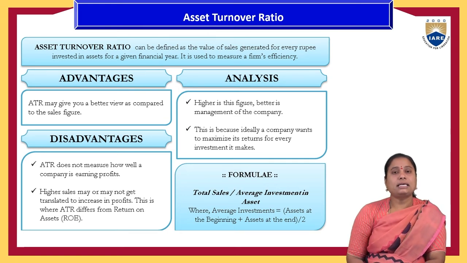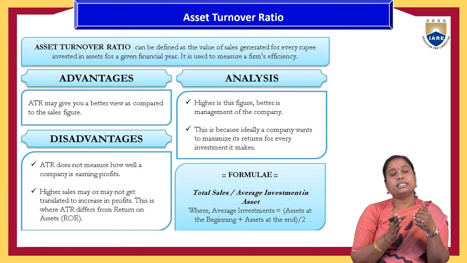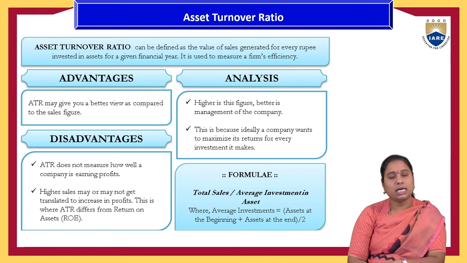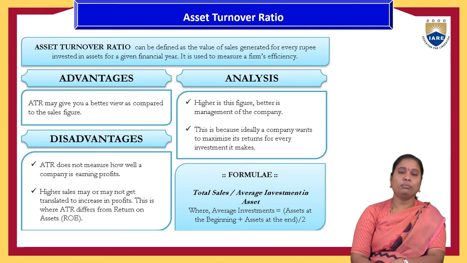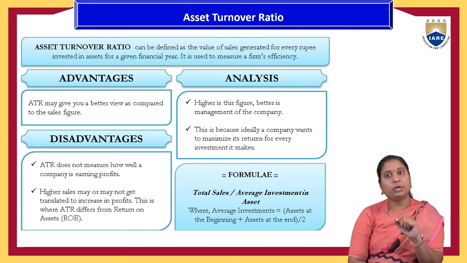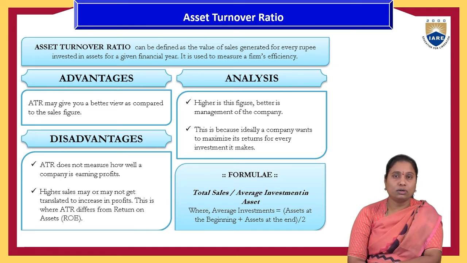The second sub-part of this activity ratio is the assets turnover ratio. That is, the total assets of the organization and the sales done by the organization are evaluated. For example, total sales they have done is 10,000, and the average investment in the assets is 5,000. Then we can say a 1:2 ratio of benefits is there with the organization.